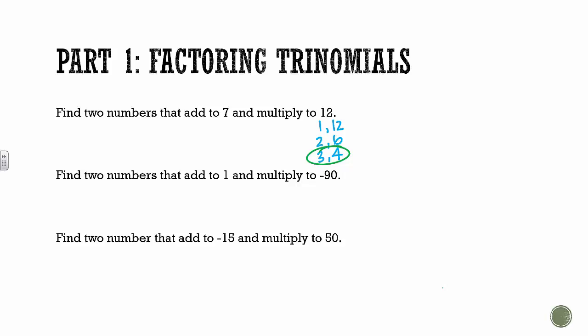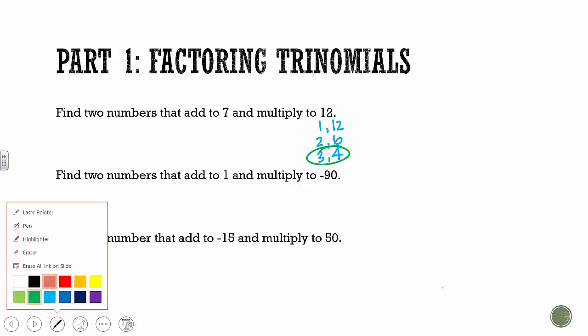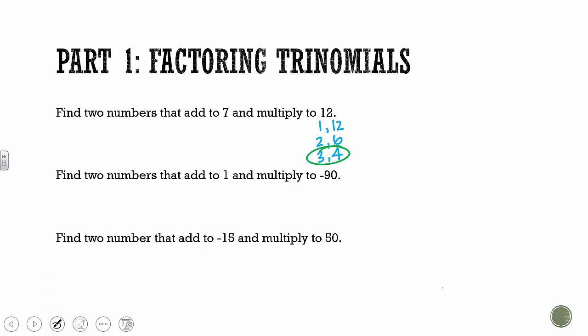Same kind of thing for this next one, except we're multiplying to make a negative number. So remember, if you multiply to make a negative number, that means only one of them is negative. This time I want these numbers to add to 1. Because they're going to add to positive 1, you know the bigger number of the pair has to be positive. So let's go through our factors of 90.